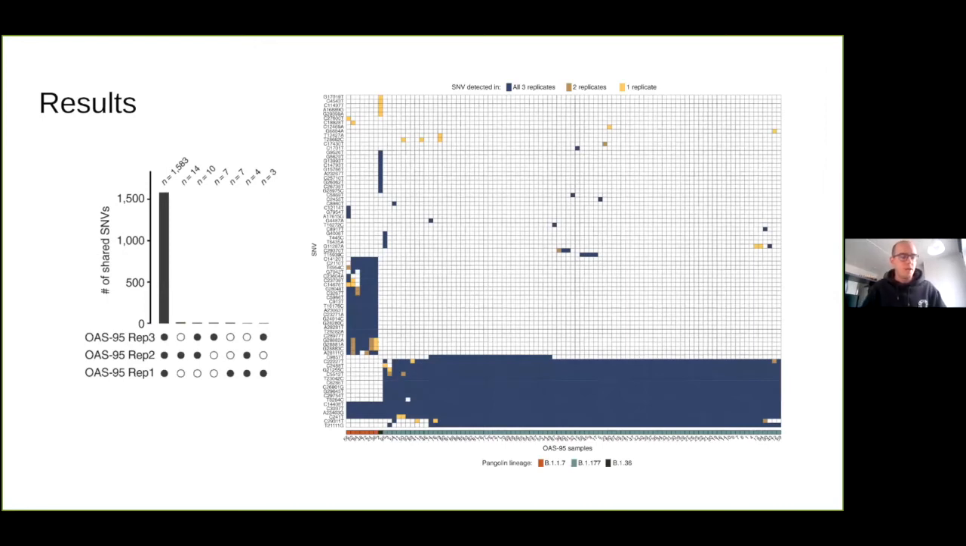Following this, we obtained 95 extra samples, of which we prepared 3 replicate libraries with COVseq. And as you can see here, we did SNV calling on these samples. Almost all the single nucleotide variants that were called were shared in all 3 libraries, showing a high reproducibility of this method.